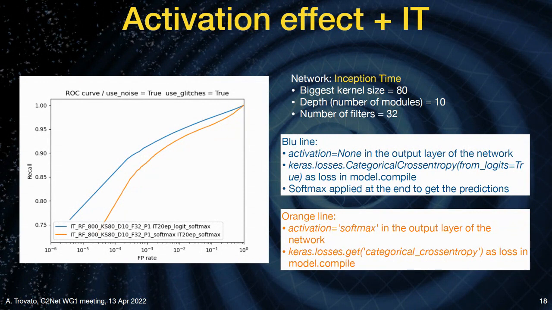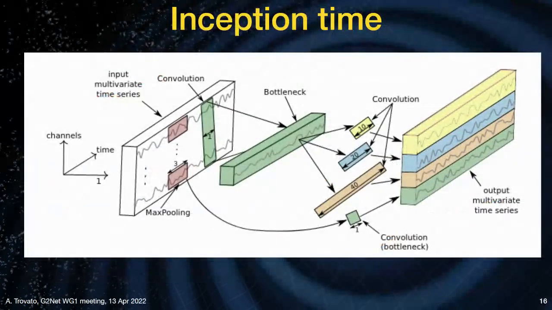Am I allowed another question? Could you also elaborate a little bit on what exactly the inception time is? I read this paper some time ago, so I'm not really able to explain it in detail. But as far as I understood, the idea is to combine kernels of different sizes at the same time, sliding them, and then putting all the results together. I think that was the main idea, if I understood correctly.